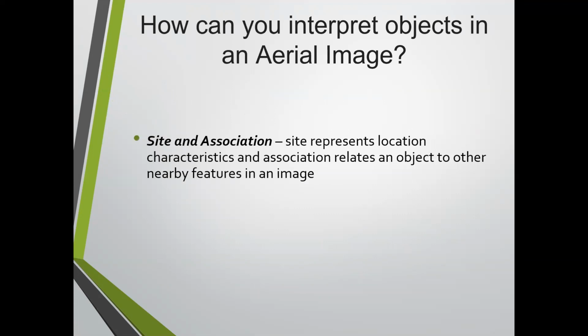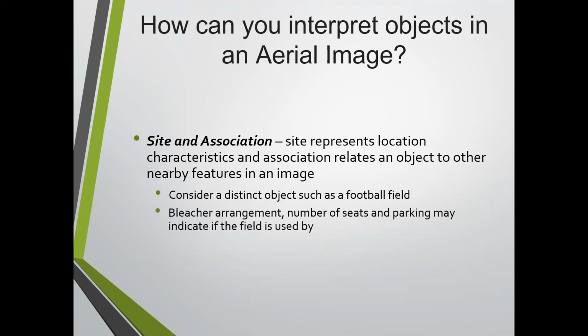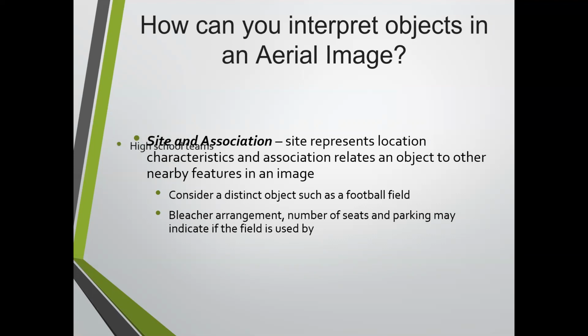Site and association. Site represents your location characteristics, and you're going to see other objects that might be nearby in the image. So where my site is and the things that are associated with it. For example, a distinct object such as a football field. That's pretty obvious, but you see bleacher arrangements, number of seats, and the parking, which may indicate what that field is used for. So it could be maybe high school, it could potentially be college, it could be NFL.